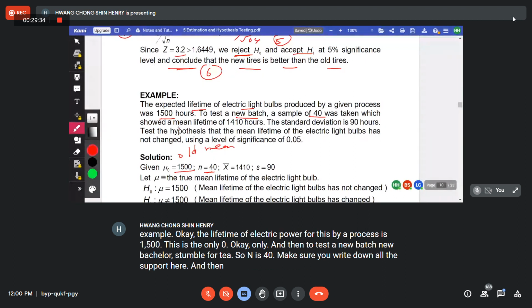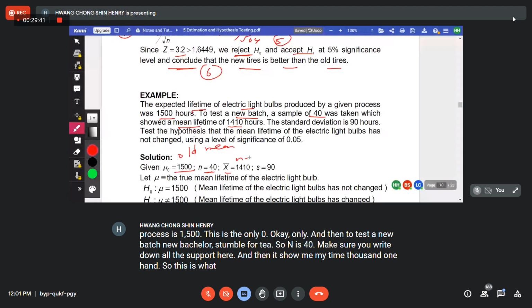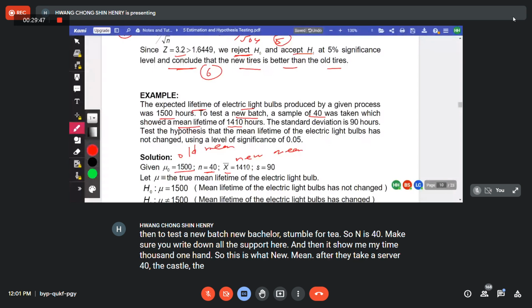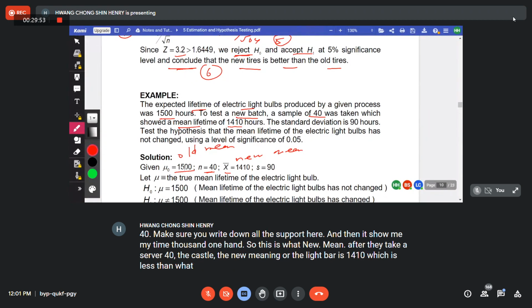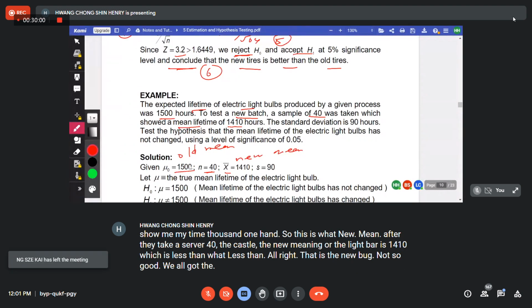And then they show a mean lifetime of 1410. So this is what? The new mean. After they take a sample of 40, they test and the new mean for the light bulb is 1410, which is less than what? Less than the old, right? That means the new bulb is not so good. The old bulb is better because the mean life is longer, correct?